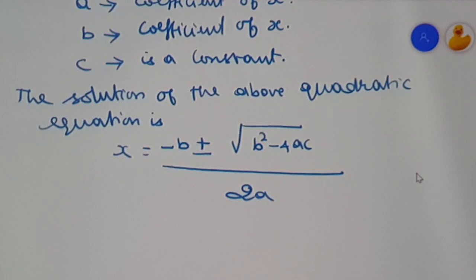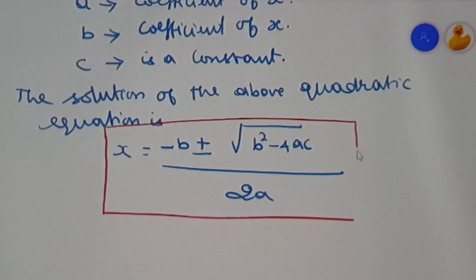Combined together, I have written it in a single form: x is equal to minus b plus or minus root of b square minus 4ac by 2a. So this is the solution for the above quadratic equation.